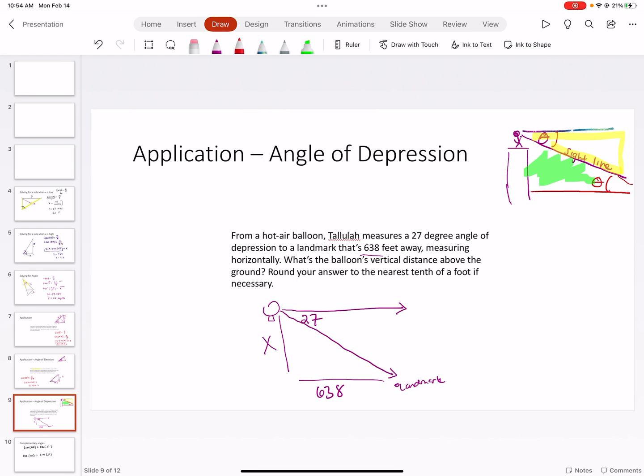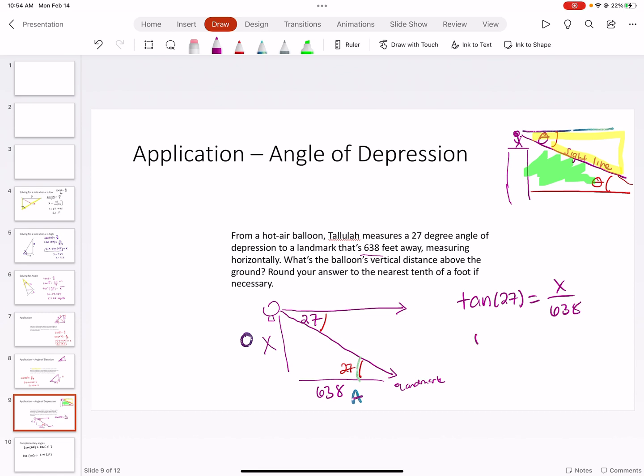So knowing the definition of what an angle of depression is, if this is the 27-degree angle, I can also say that this angle on the ground and the hypotenuse is also 27 degrees. From there, now I'm ready to label my opposite, adjacent, hypotenuse. X is my opposite, 638 is my adjacent, 27 is my reference angle. So we're using tangent here. Tangent of 27 is equal to x over 638.